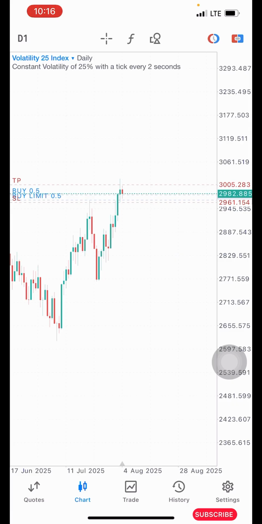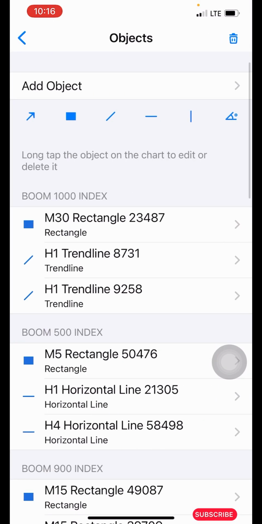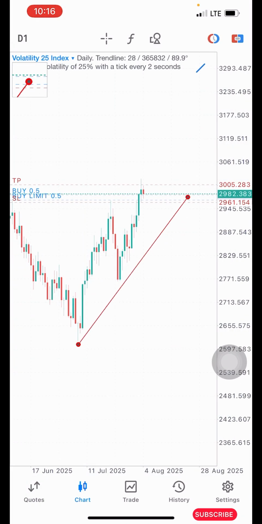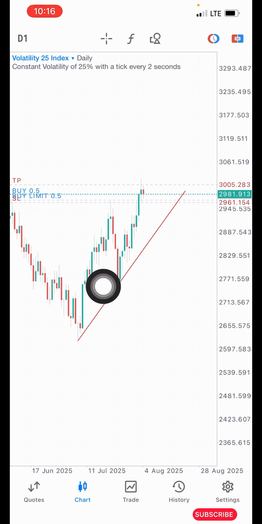Now, as you can see from the daily, we are kind of heading up. The market is in an uptrend, right? So I'll try to put in some trend line to help identify what I'm seeing in the market. Now you can see that currently market is heading up, right?